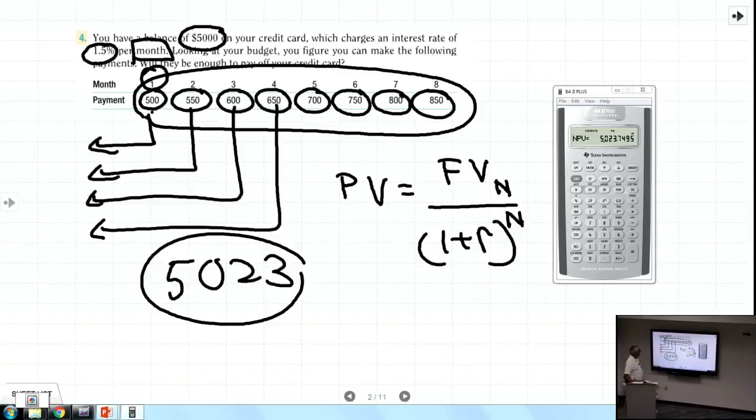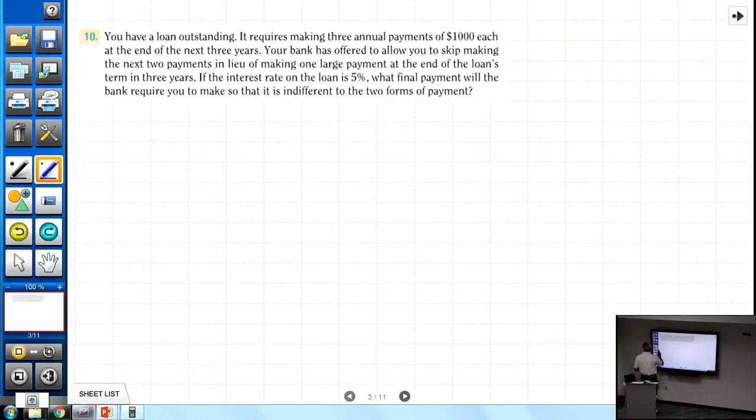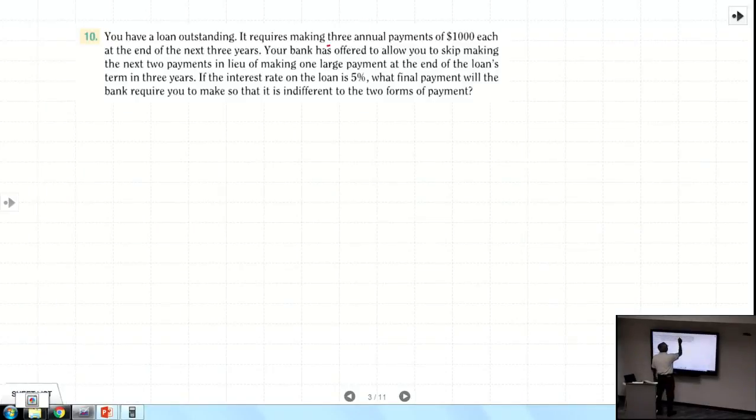Okay. That's problem number 4. Let's take a look at problem number 10. You have a loan outstanding. It requires you to make 3 annual payments of $1,000 each at the end of the next 3 years. Now the problems are getting a little bit more wordy, so you need to be very careful in reading the problem and immediately start transcribing the information into relevant variables and underlining them. 3 annual payments, $1,000 each. Those payments occurring at the end of each year.